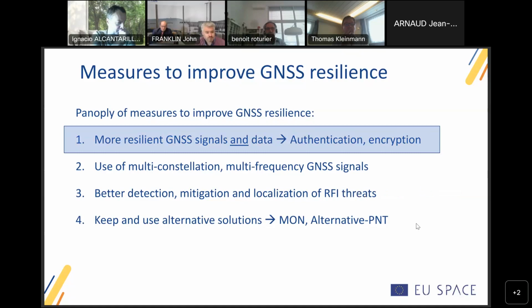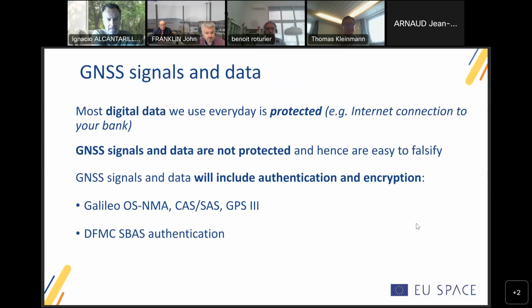In terms of more resilient GNSS signals and data, you are aware that today digital data is used everywhere and it is protected. You are, of course, aware that when you connect to your bank account through the internet, the internet being an untrusted environment and medium, you need to encrypt the data and in a way authenticate the connection between you and your bank. However, the GNSS signals, which are used as much as you could use the internet, are not protected, and therefore they are easy to falsify.